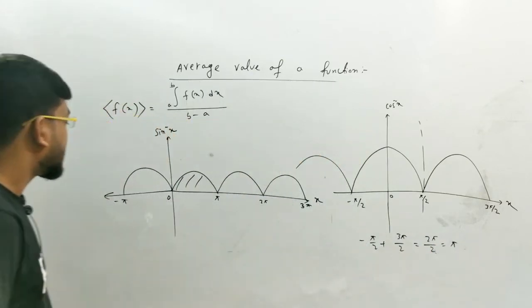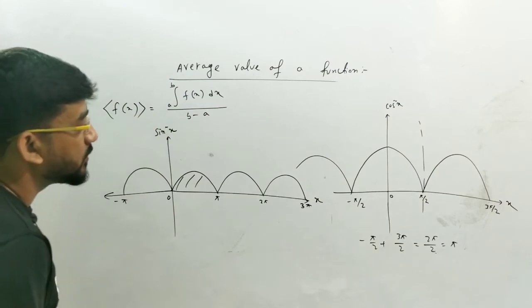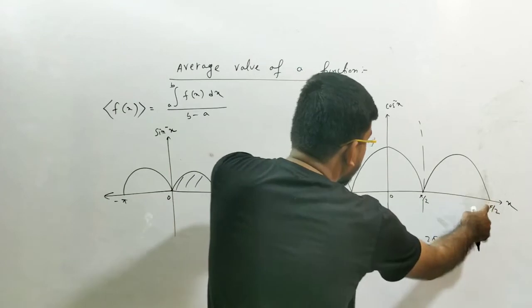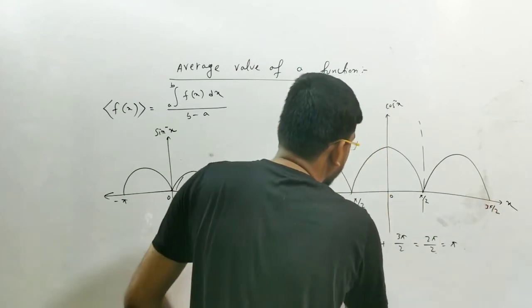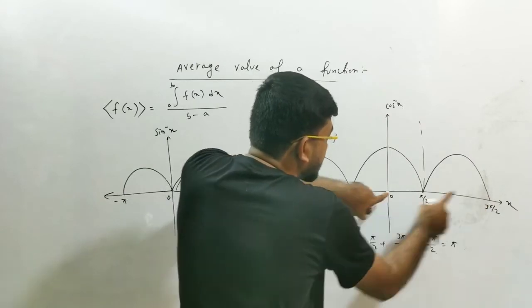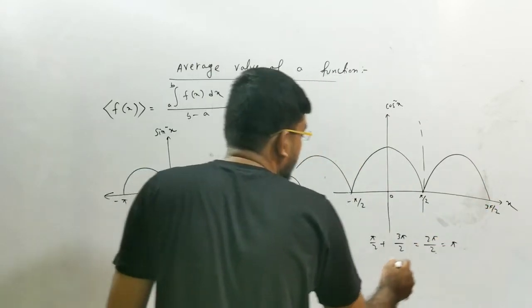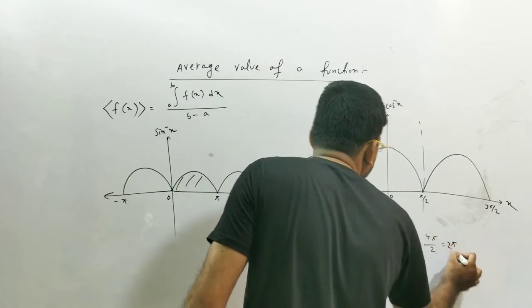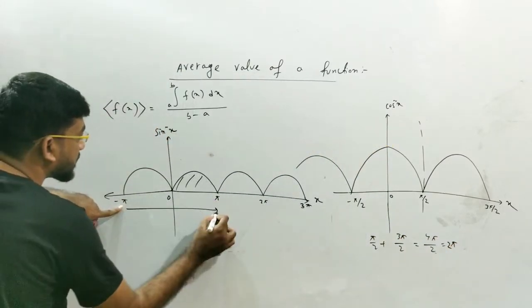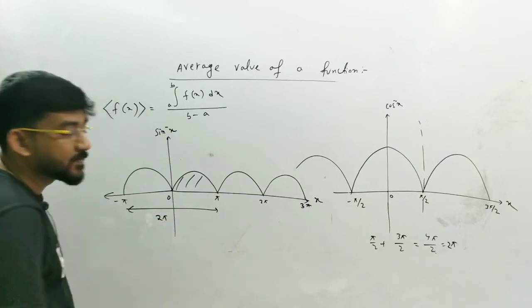Okay, and you can see if you go from minus pi by 2 to 3 pi by 2, this is 3 pi by 2 plus pi by 2. So the amount of this value is minus pi by 2 plus 3 pi by 2, which is just 4 pi by 2, so it will be 2 pi. And similarly you can see here it's minus pi to pi, this is also 2 pi.